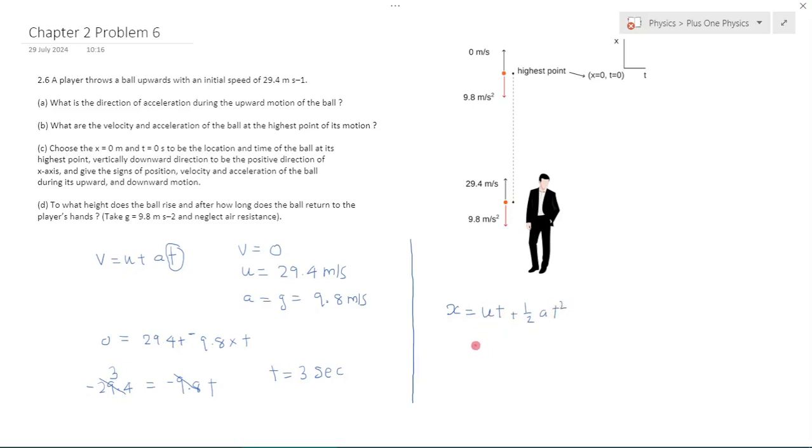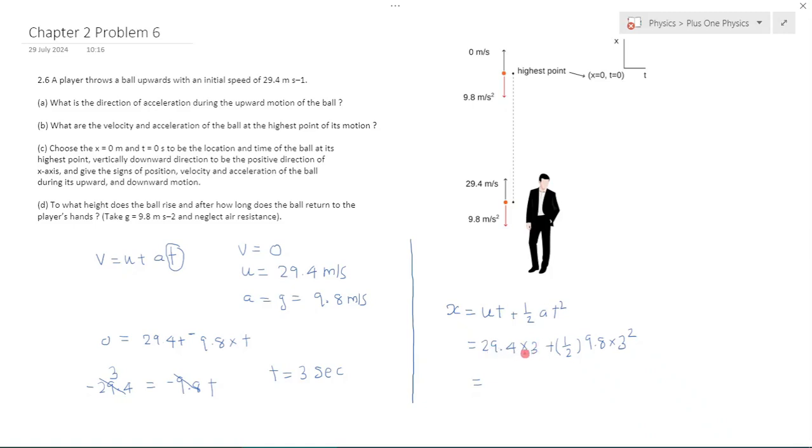If we apply this, x is given by 29.4 times 3 plus 1 by 2 into 9.8 into 3 square. So we will get 3 into 30, which means 90.